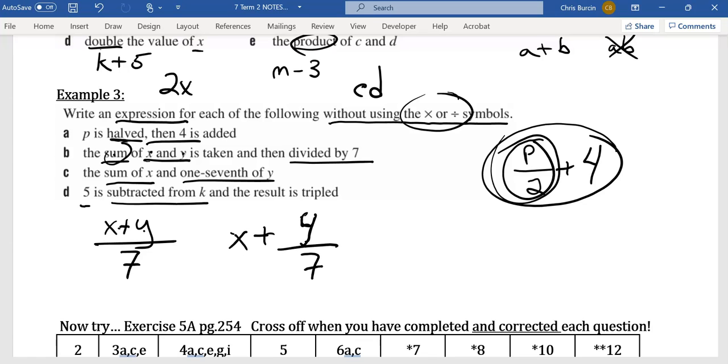And finally, 5 is subtracted from k, and the result of that is tripled. So, k minus 5. So I've subtracted 5 from k. And whatever that is, I want to triple it. So I'm going to put my 3 in the front, because that means 3 times whatever that's going to come out to be. Now, it's not wrong to do this, but it just doesn't really look like how we normally write in algebra. So I would suggest you put that 3 in the front, and now we've tripled the result of k with 5 subtracted from it.